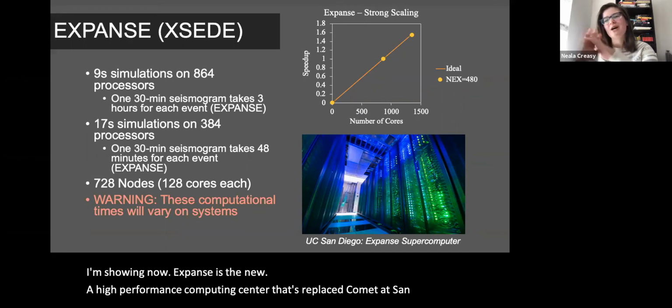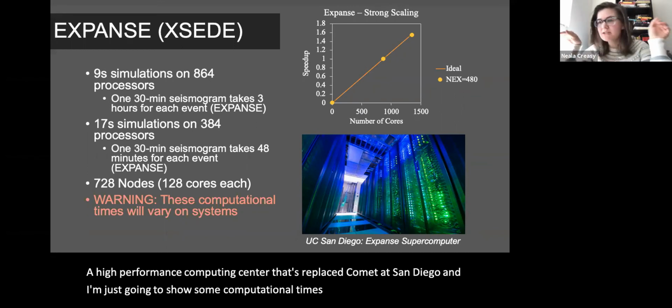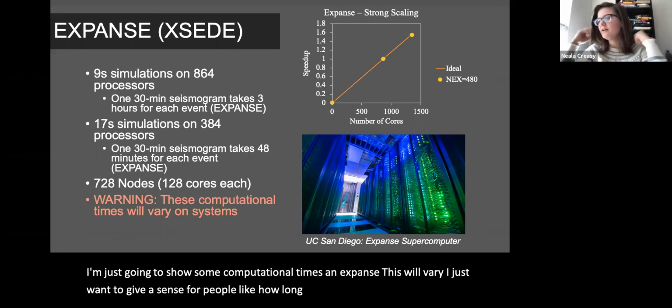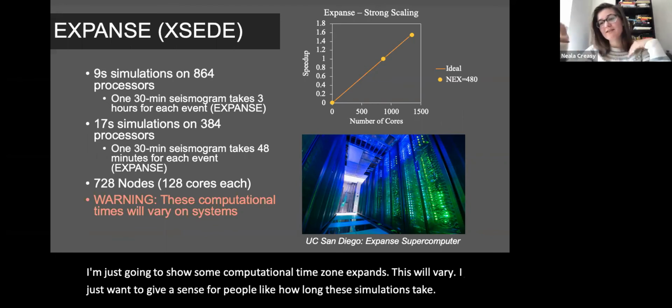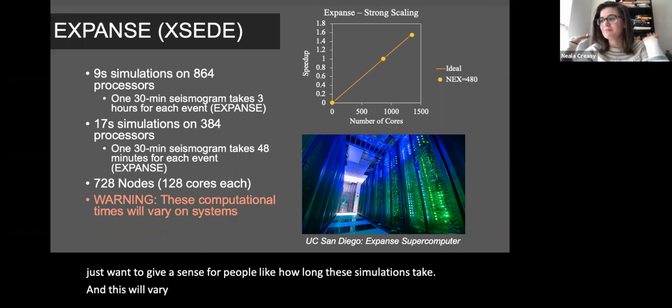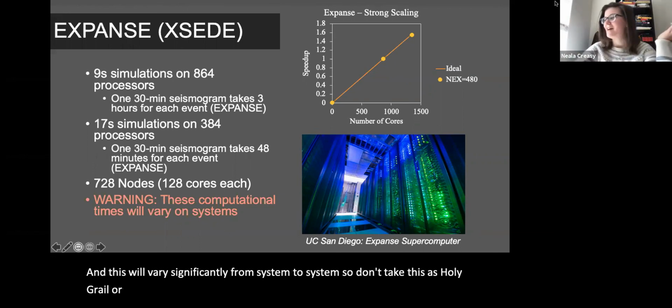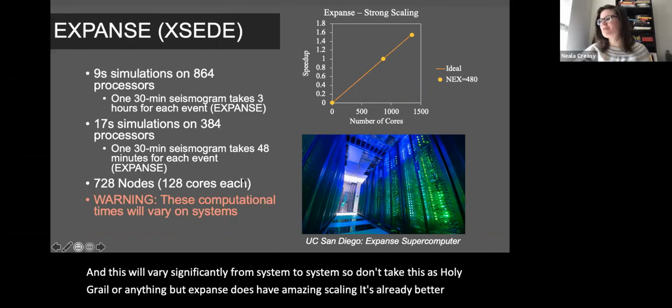And I'm just going to show some computational times on Expanse. This will vary. I just want to give a sense for people of how long these simulations take. And these will vary significantly from system to system, so don't take this as the holy grail or anything. But Expanse does have amazing scaling. It's already better than Comet from before.